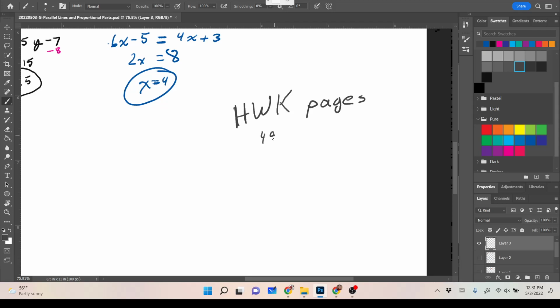Pages 496 through 497. Numbers 14 through 26 evens.